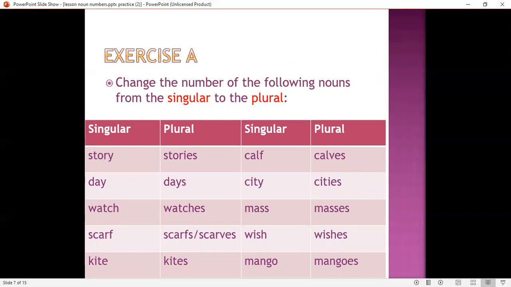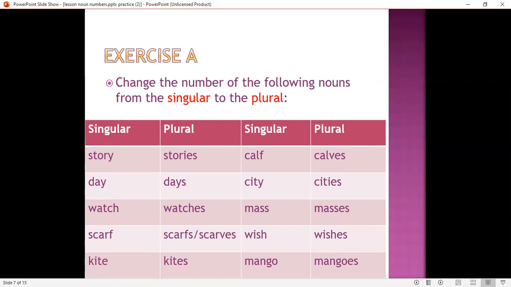For example, our first word is story. Story has y in the end. So we will drop y and add ies in the end. It will become stories. Next word is day. We will add simply s in the end and it will become days.